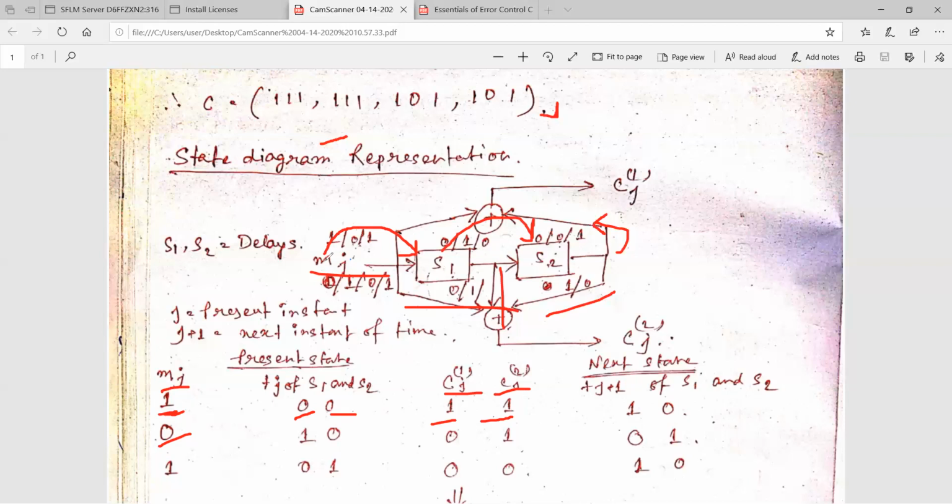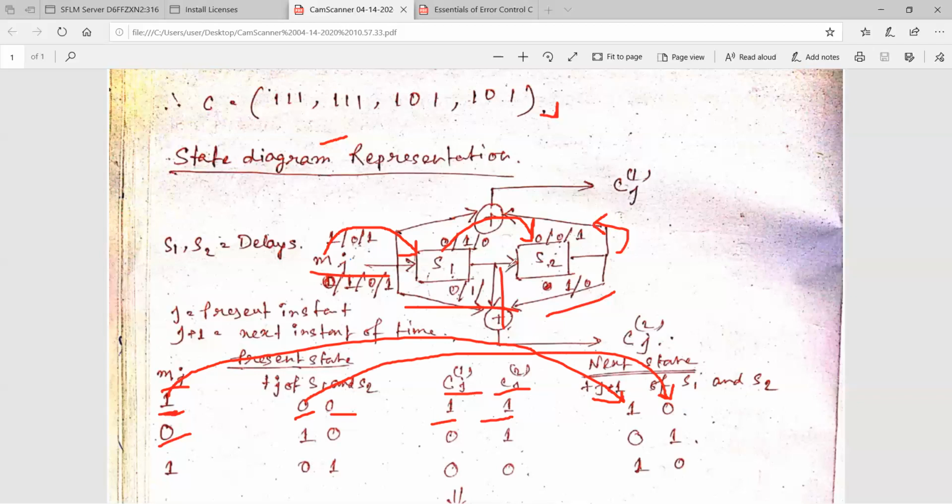So when m is shifted to S1, that 1 is shifted to S1. Now what was present at S1, the present state of S1 was 0, that will be shifted to S2, right? So in this way we have to generate the next step of the delays.